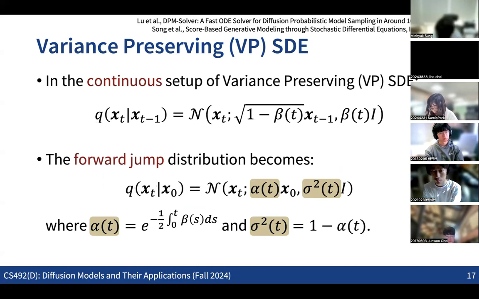If you calculate this in the continuous setup, the one thing we need to see is that beta t is not defined for each time step. We also need to think of it as a function over time t. This is a predefined function over time t that the user can define, so we can control beta t as we want, right? Given the function of beta t, the forward jump distribution can be defined with this scaling term and the variance here. So given the transition distribution, we can see the corresponding forward jump distribution, which is defined in this way.